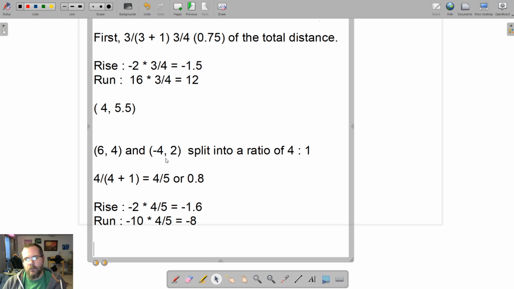So that means our new coordinate is going to be -1.6 plus 4, so it's going to be 1.6 less than 4, which means the y-coordinate is 2.4. And the x-coordinate is going to be 8 less than 6, which means the x-coordinate is -2. And then this would be your answer. This is a coordinate that splits this into a ratio of 4 to 1.